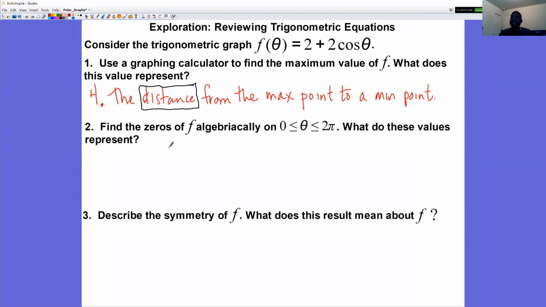All right. Second part of the exploration says find the zeros of f algebraically on 0 to 2 pi, and then we need to talk about what these values represent. So we're going to set this equal to 0. And then we're going to isolate the trig function. So that gives us cosine theta equals -1. And so we need to determine the value on the unit circle. That gives us an x coordinate of -1. And if you recall from your unit circle trig, that's theta equals pi.